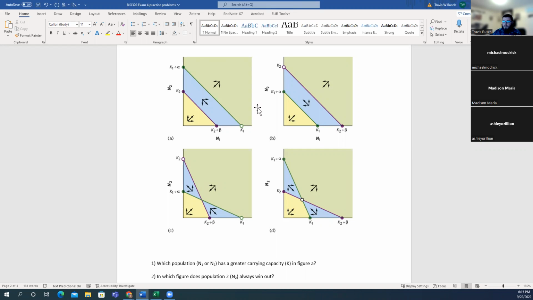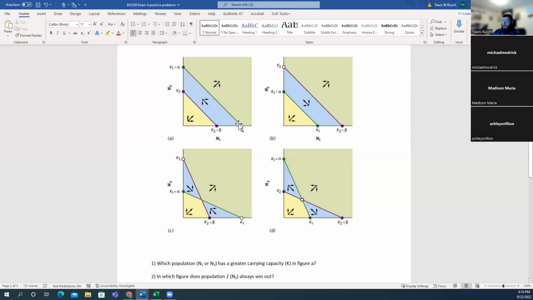K1. Well, K1 is the carrying capacity of species 1. Mm-hmm. I mean, there's K2 on there too. So I think you're on the right track, but so species 1? Yeah, it would be species 1. And why would that be in this instance? Because equilibrium favors species 1. Yeah, that's part of it for sure.